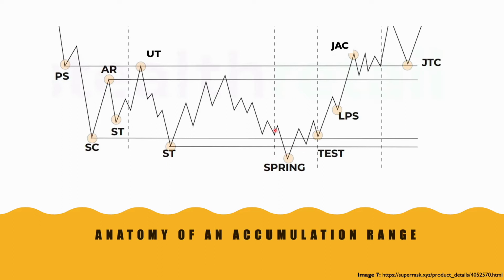But if he has taken over enough of the supply, and he will take over some more supply here at very good prices, now there are no sellers left on the market. Everyone who was a seller already sold, and we begin to have an upwards trend. And once price gets above the range high in a sign of strength event or a jump across the creek, and the retest, the markup phase begins and the accumulation is over.